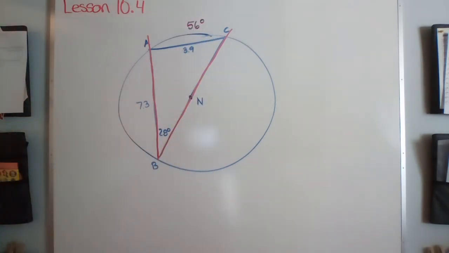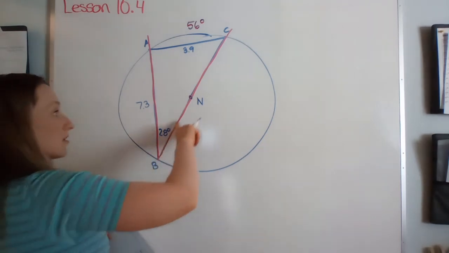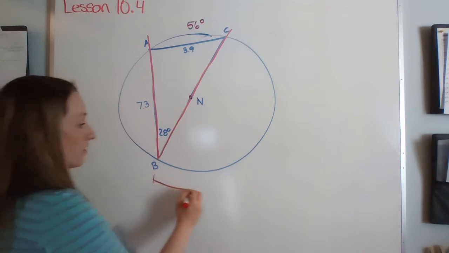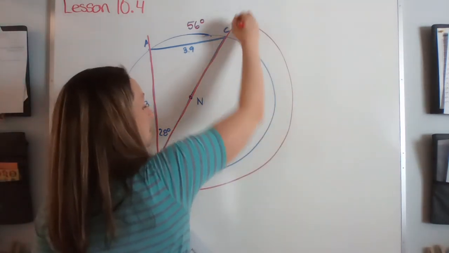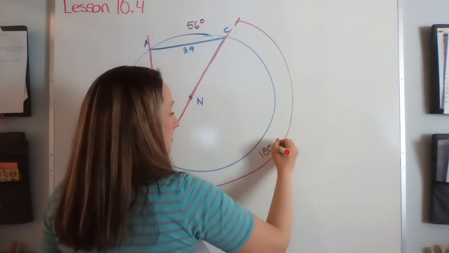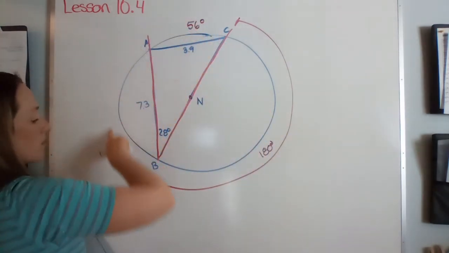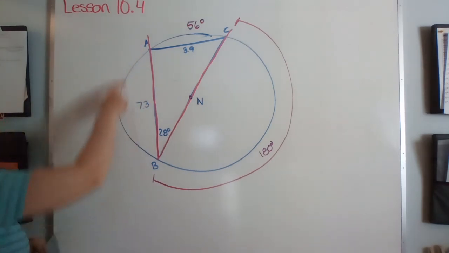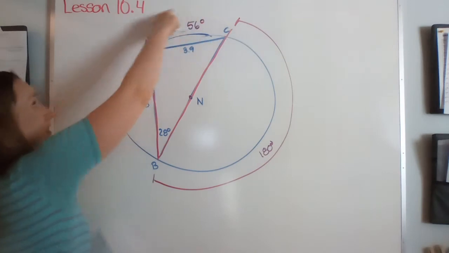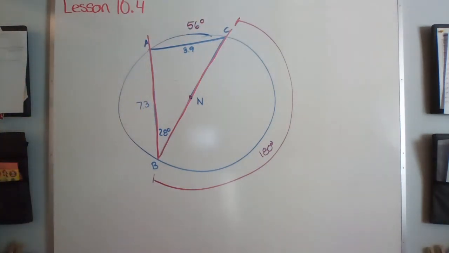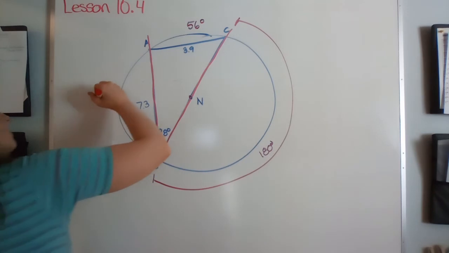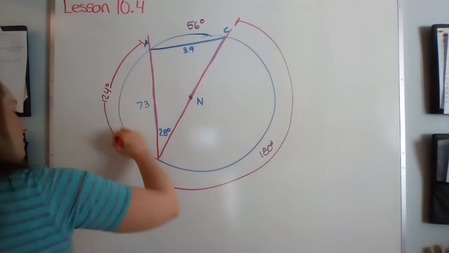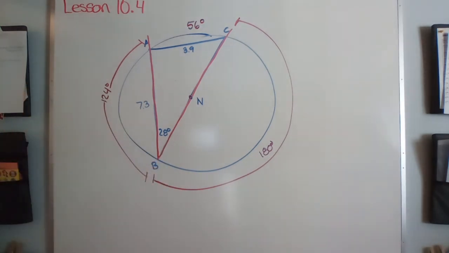A few other things that I notice. I see a diameter. That's the diameter of the circle. So if that's the diameter, that means from B all the way around to C, that's 180 degrees. And then from C all the way around to B is also 180. So that's going to allow me to figure out arc AB. Because if this whole arc is 180, I just do 180 minus the 56 to get 124. 124 degrees for this arc. Okay? So I know all my arc measurements.